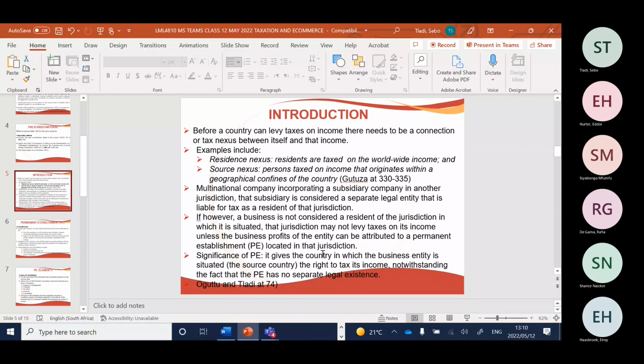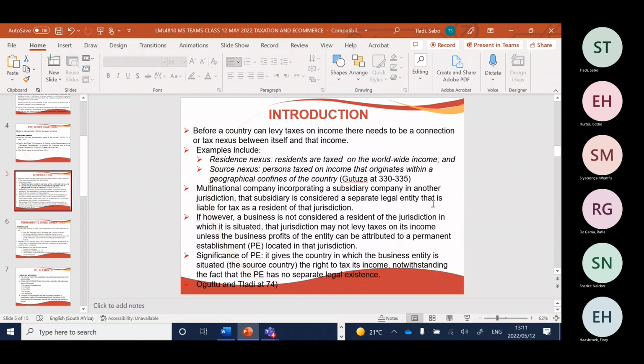again, we know before a country can levy taxes on income, there needs to be a connection or tax nexus between itself and that income. Examples will be your resident nexus or your source nexus. So you can go to the Kudusa article at pages 330 to 335. You will find a discussion on source and how e-commerce applies there.